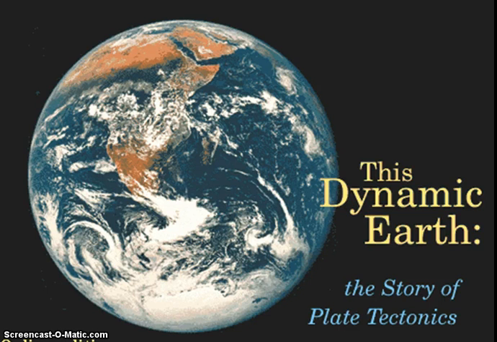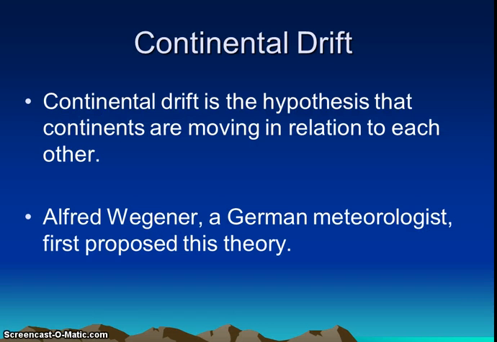This Dynamic Earth, the story of plate tectonics. The theory of continental drift. Continental drift is the hypothesis that the continents are moving in relation to each other. This was first proposed by Alfred Wegener, a German meteorologist.